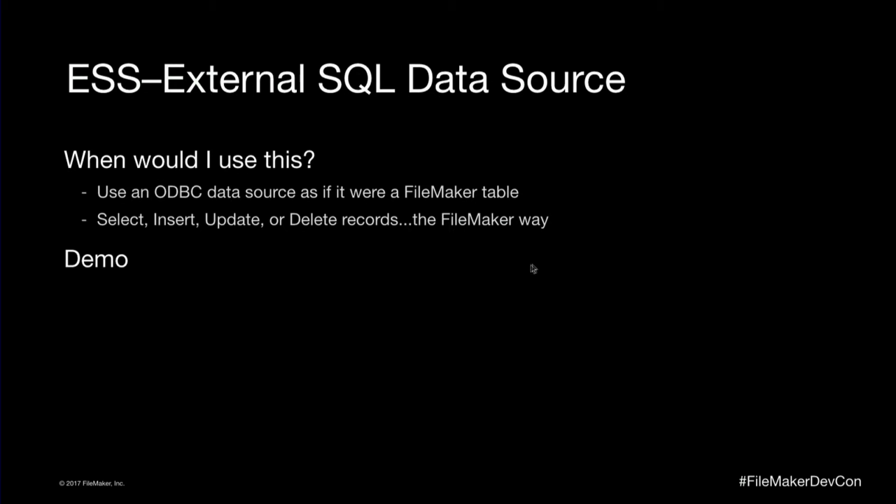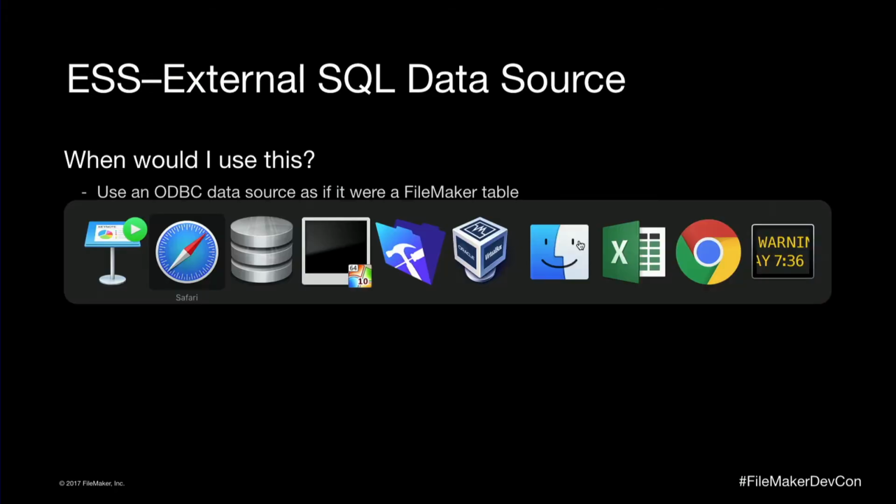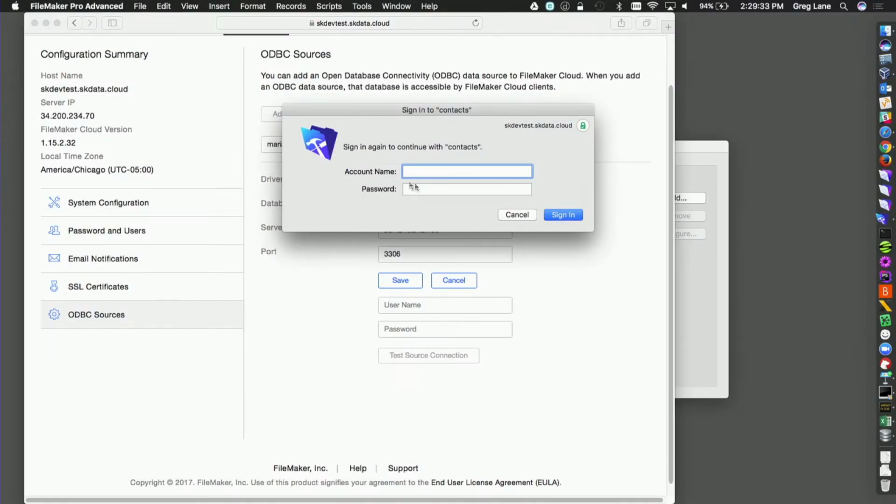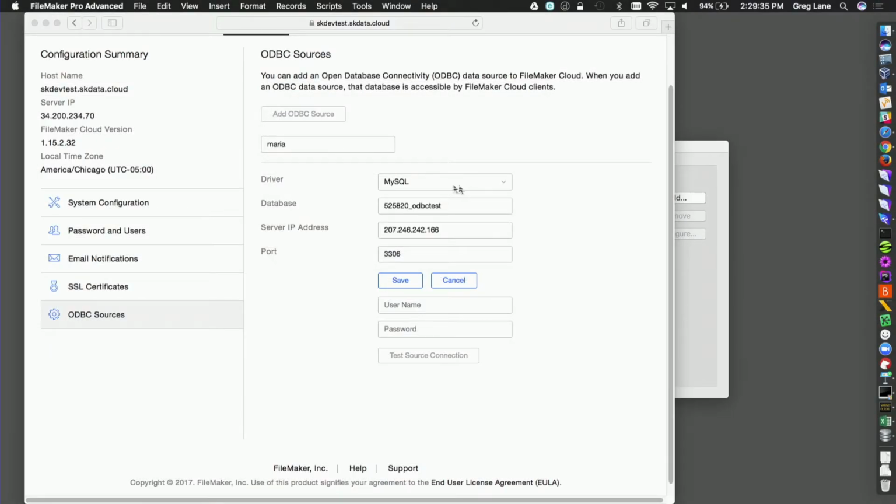All right, so let's take a quick look at ESS. ESS allows you to use an ODBC data source as if it were a FileMaker table. You don't have to write any SQL statements. It's really pretty straightforward. Once you get it set up, it will be awesome. You'll love it. So let me cancel that.